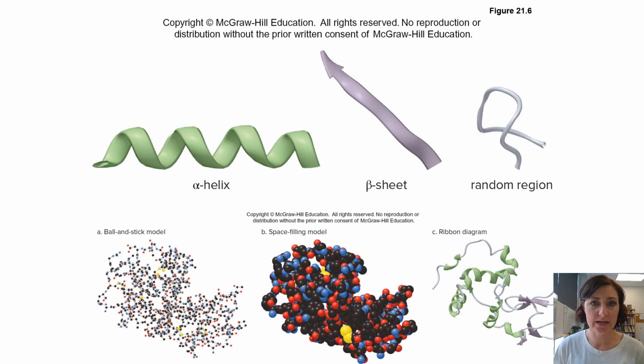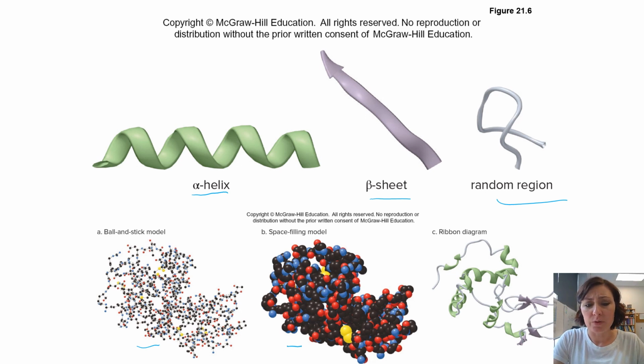We're going to use a shorthand diagram for that, and this is preferred, where your alpha helix is going to look like a green coil, beta sheets look like a purple arrow, and then of course you have some random regions. There are 3 different ways that we can show proteins, and those are shown below. There's a ball and stick model. And just looking at this, it makes me a little anxious because it's really hard to pick out the R groups and where the bonds are and what's going on.